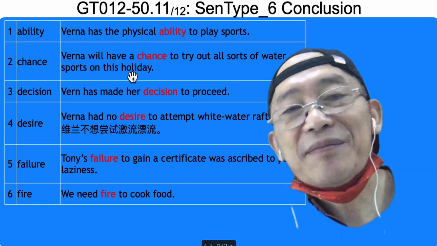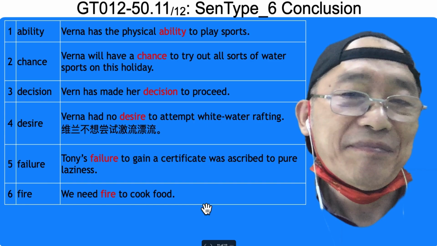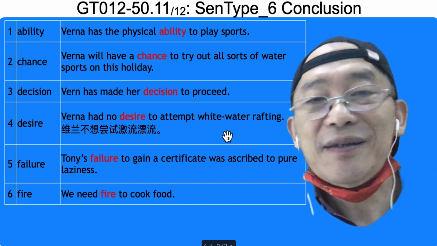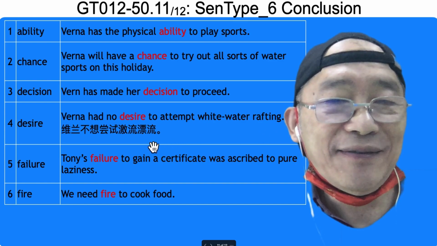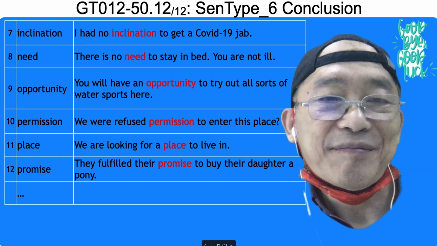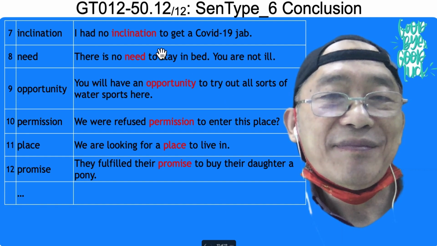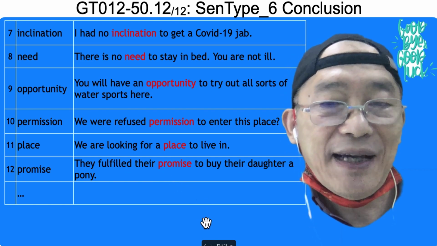So some sentences. Yep, I like water sports. Yeah, water rafting. Wow, that's exciting. Yep, some more examples for catenative nouns.